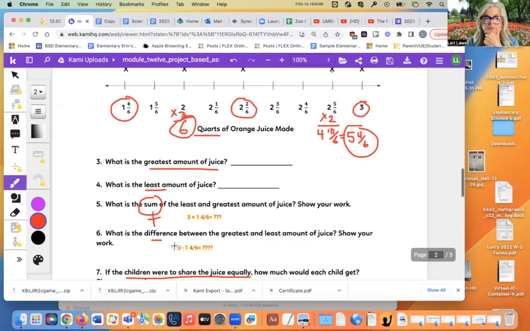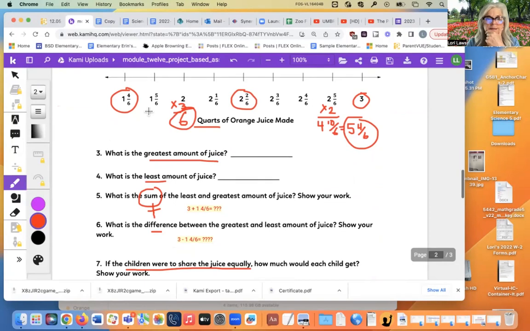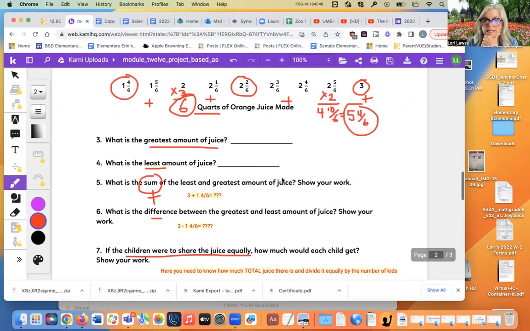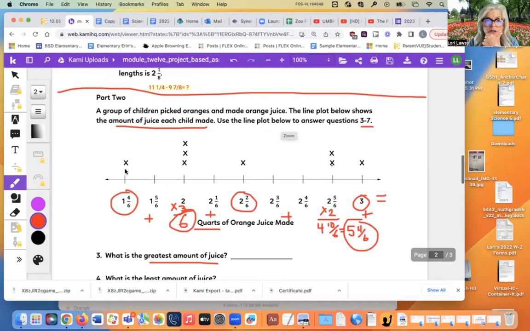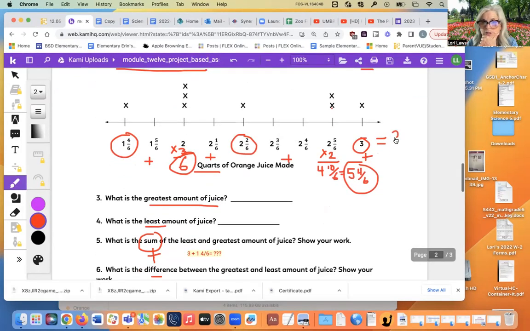Okay, now I have these 5 numbers: 1 and 4/6 plus 6 plus 2 and 2/6 plus 5 and 4/6 plus 3. And I got to figure out the total. And then I'm still not done because once I get that total, I have to figure out how to divide that between all the kids. So let me count how many kids there are. 1, 2, 3, 4, 5, 6, 7, 8. There's 8 kids. So it's going to be the answer to all those added together divided by 8 kids, right?